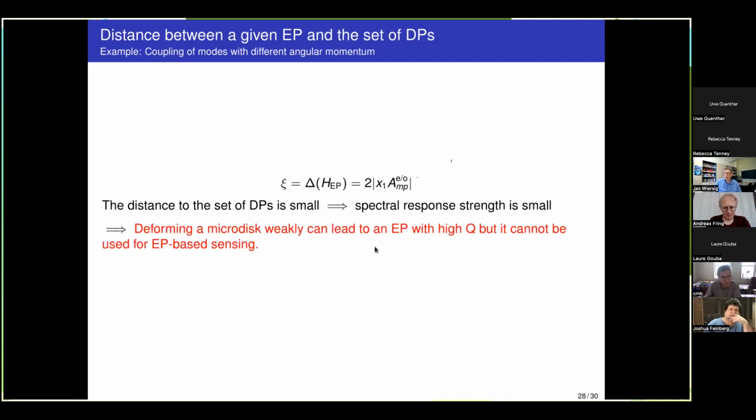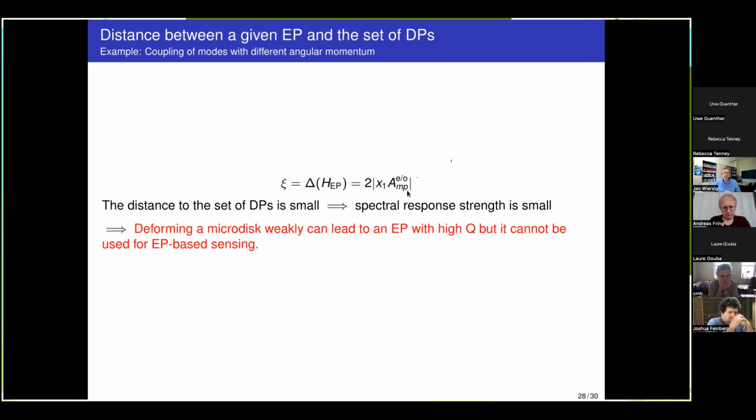Now, if we do the machinery with the response strengths and the distance, we get this simple result here. First of all, the response strength and the distance are the same because this is an exceptional point of order 2. And the result is this simple result. x1 is the frequency of one of the modes, the one with the larger Q factor, let's say, and A and P is the Fourier harmonic that couples the two modes.